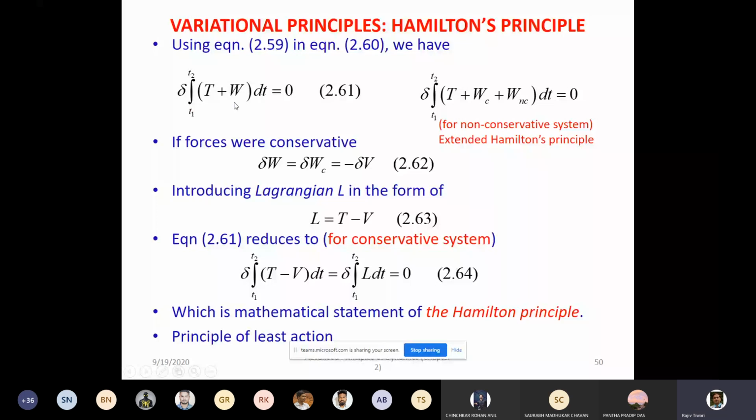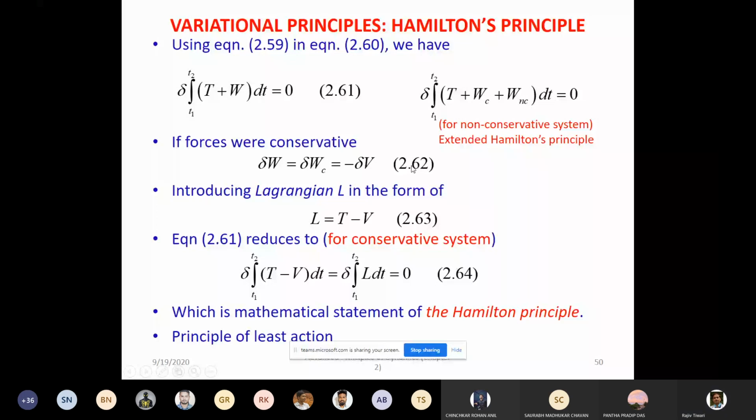So W is the work done, which we can split into conservative work done and non-conservative work done. Non-conservative work done can be from the external force, and the conservative part is related with the potential energy. So we know that the virtual work, sorry, this particular work for the conservative system is nothing but the negative of the variation of the potential energy, the conservative part, not the non-conservative part.